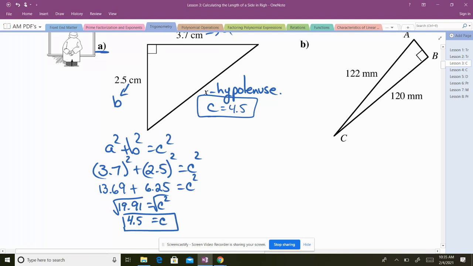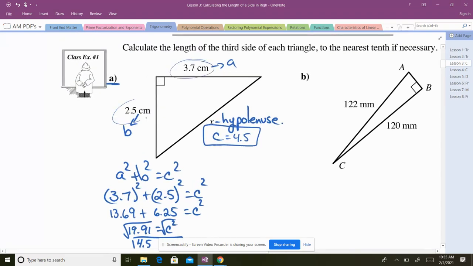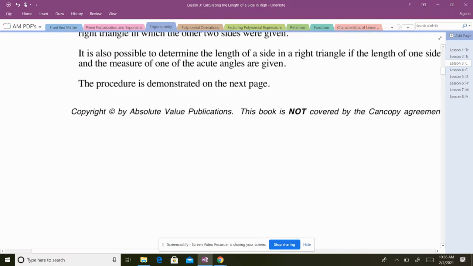Okay? Does that make sense? All right. You can use Pythagorean theorem if they're asking for a side and you know two sides. We know two sides and they want to know the other side. You can use the Pythagorean theorem. If they gave you the hypotenuse and one side, then you'd have to solve for B. Right? You just manipulate it. Okay. Next page, please.